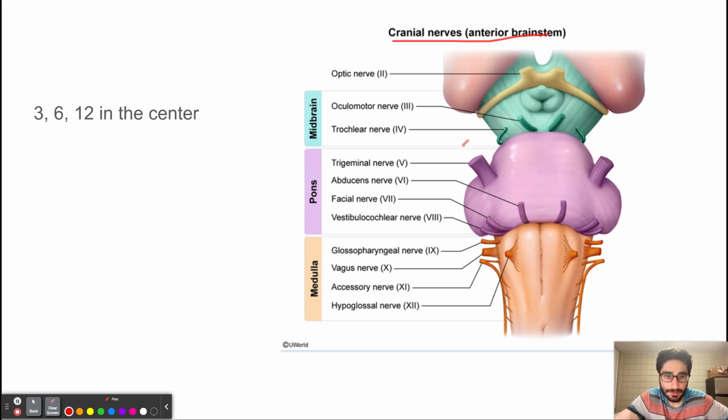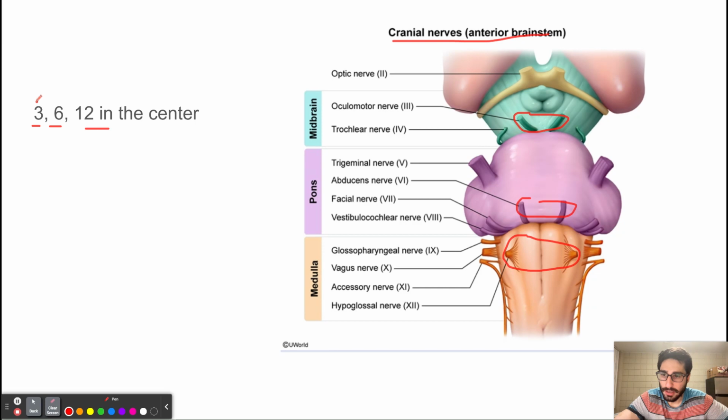Now, the trick that I use to personally orient myself is that I know that cranial nerves 3, 6, and 12 are relatively in the center. So this is going to be cranial nerve 3, this is going to be cranial nerve 6, and these are going to be cranial nerve 12. So these are going to be relatively in the center.